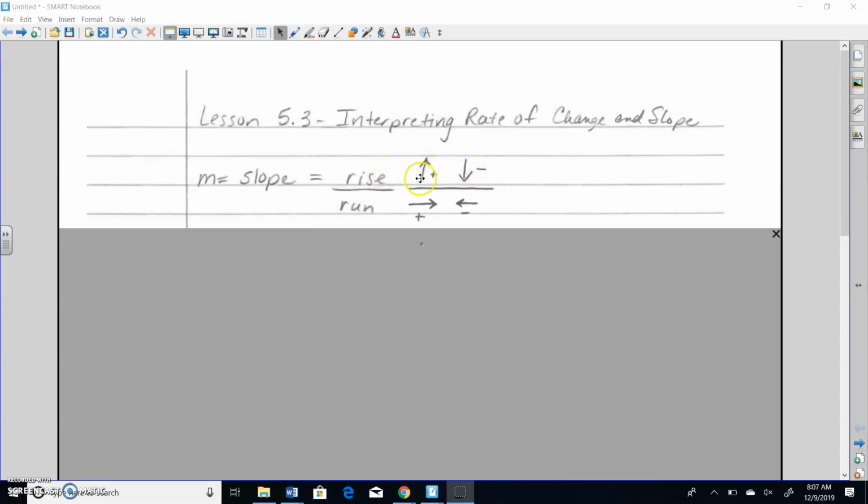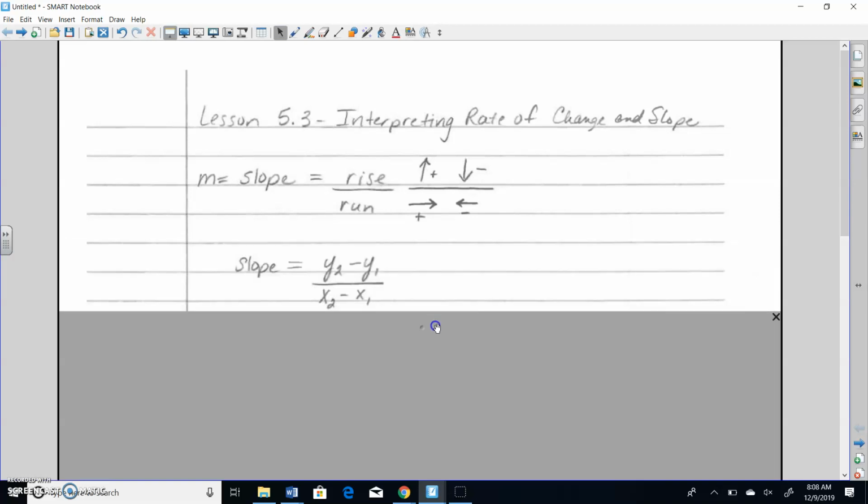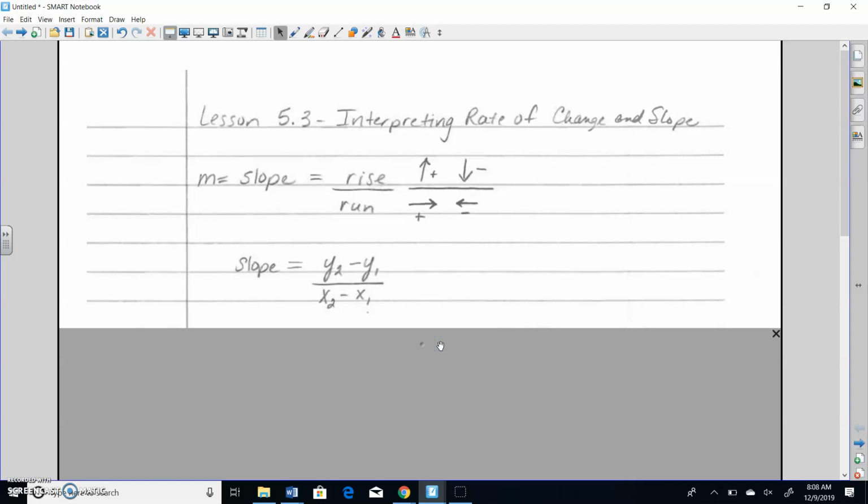And if your numerator is positive, that means you'll move up that many. If it's negative, you'll move down that many from one point. If the denominator or the run is positive, then you'll go right that amount. If it's negative, you'll go left. Okay, so we can determine slope by looking at a graph and figuring out how we're moving from one point to the other. That's using 2 points. We can also use a formula if we're just given 2 points. So here's the formula for the slope using 2 points, and we'll go over examples of both kinds in just a minute.